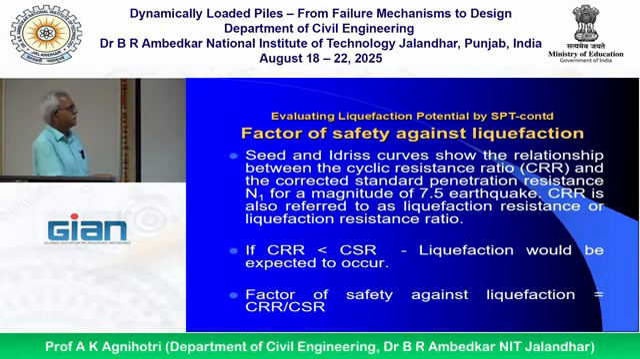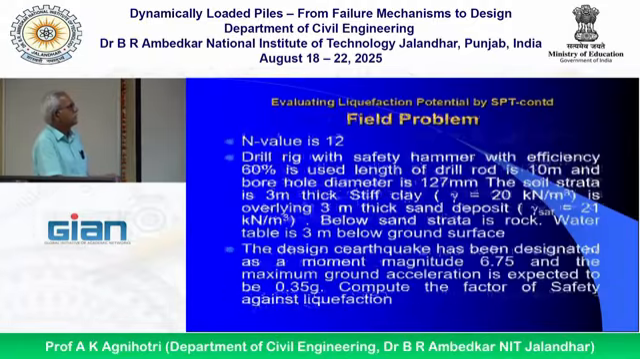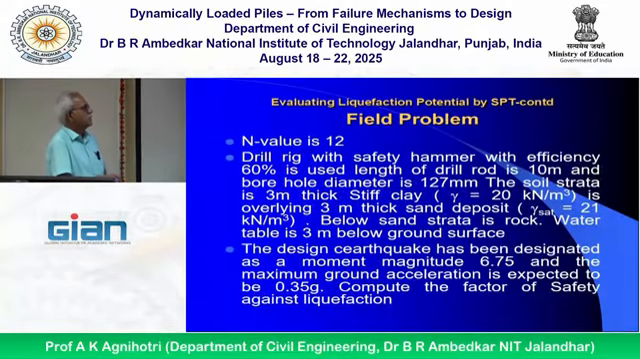For example, let us suppose we have an N value of 12 and the gamma value is given to you. The water table is also given somewhere at 3 meters. An earthquake of 6.75 magnitude is expected. The maximum ground acceleration expected in that area is 0.35. We calculate the factor of safety against liquefaction.